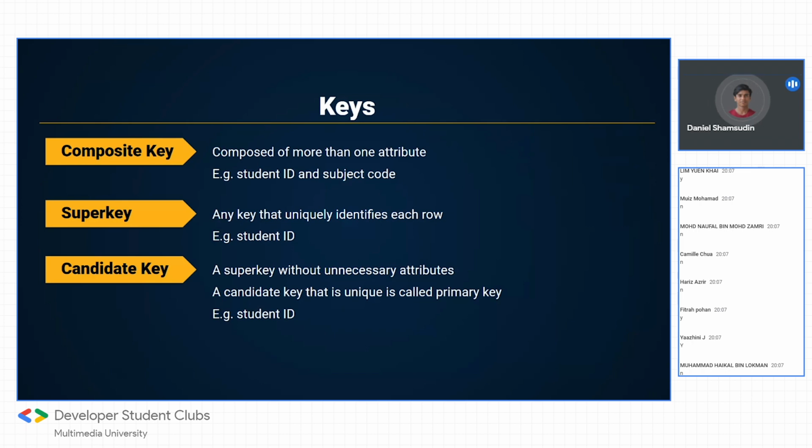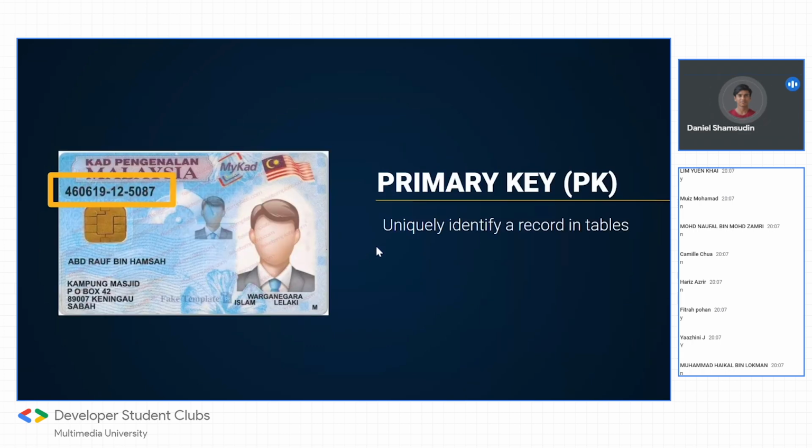Then we have a super key, which is a group of single or multiple keys which identifies rows in a table. Next, we have a candidate key, which is a set of attributes that uniquely identify tuples or a row in a table. Usually a candidate key is a super key without repeated attributes. And then next is a primary key.